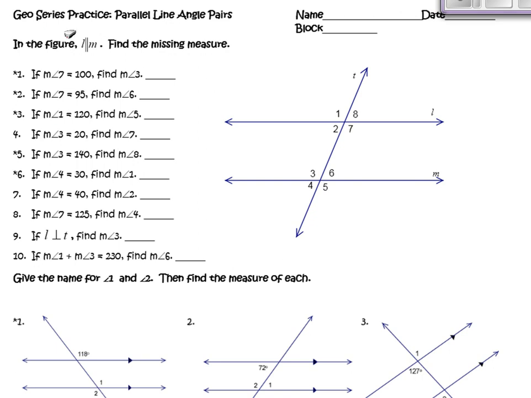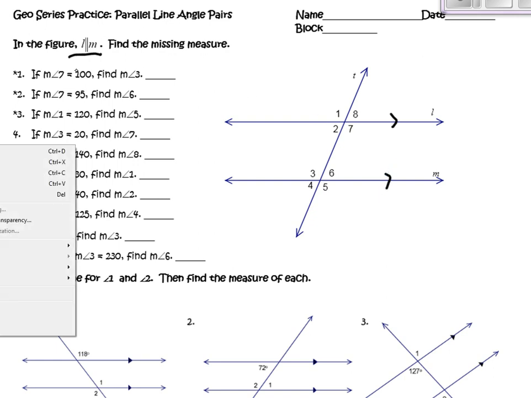Alright, geometry practice, parallel lines and angle pairs. First one says if the measure of angle 7 is 100. Originally they tell us that L is parallel to M. If L is parallel to M, then all of those angle relationships are going to have special relationships. They're going to have corresponding angles congruent, alternate exterior angles congruent, and consecutive interior angles are supplementary. So we're looking for those angle pairs.